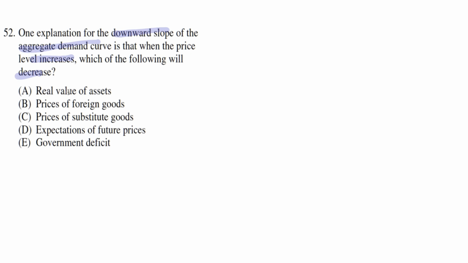So this seems to be the correct answer because the value of assets will decrease. And this does explain the downward slope of the aggregate demand curve because the real value of assets, which we'll write as R, is equal to the nominal value minus the inflation. So when the price level increases, inflation has increased. And now because the nominal value stays the same, minus this higher inflation, the real value will decrease.